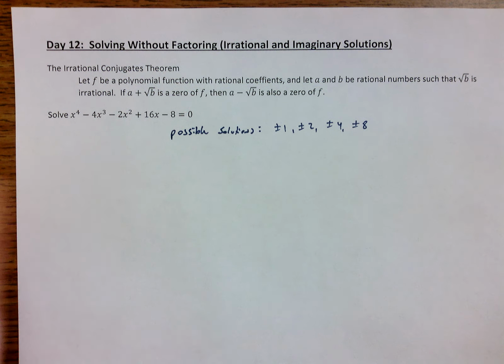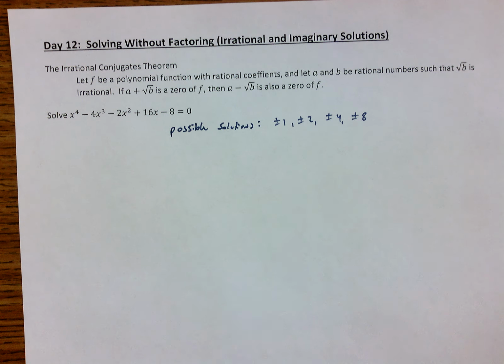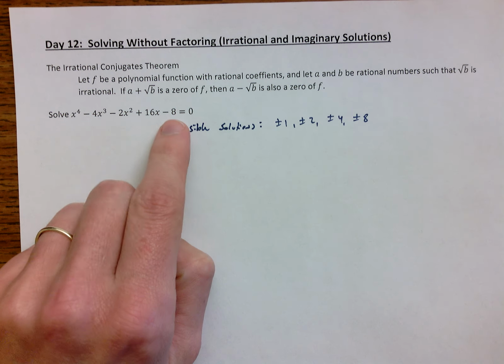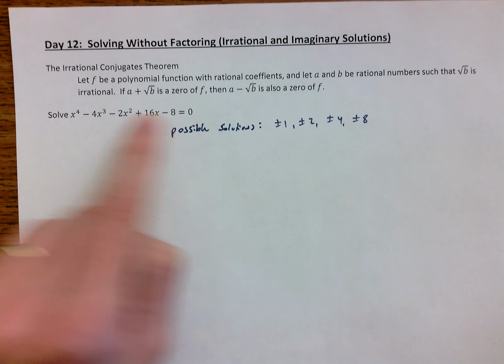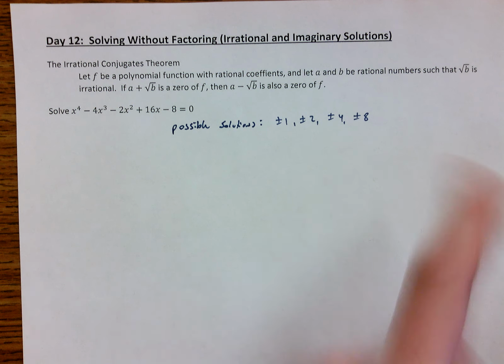Okay, so let's take a look at how we're going to do these problems. We're going to start off the same way that we have. You can see I made my list of possible solutions here. Then we're going to use our graphing calculators to help us out. My possible solutions are all the factors of -8 divided by the factors of 1. So positive, negative, 1, 2, 4, and 8.